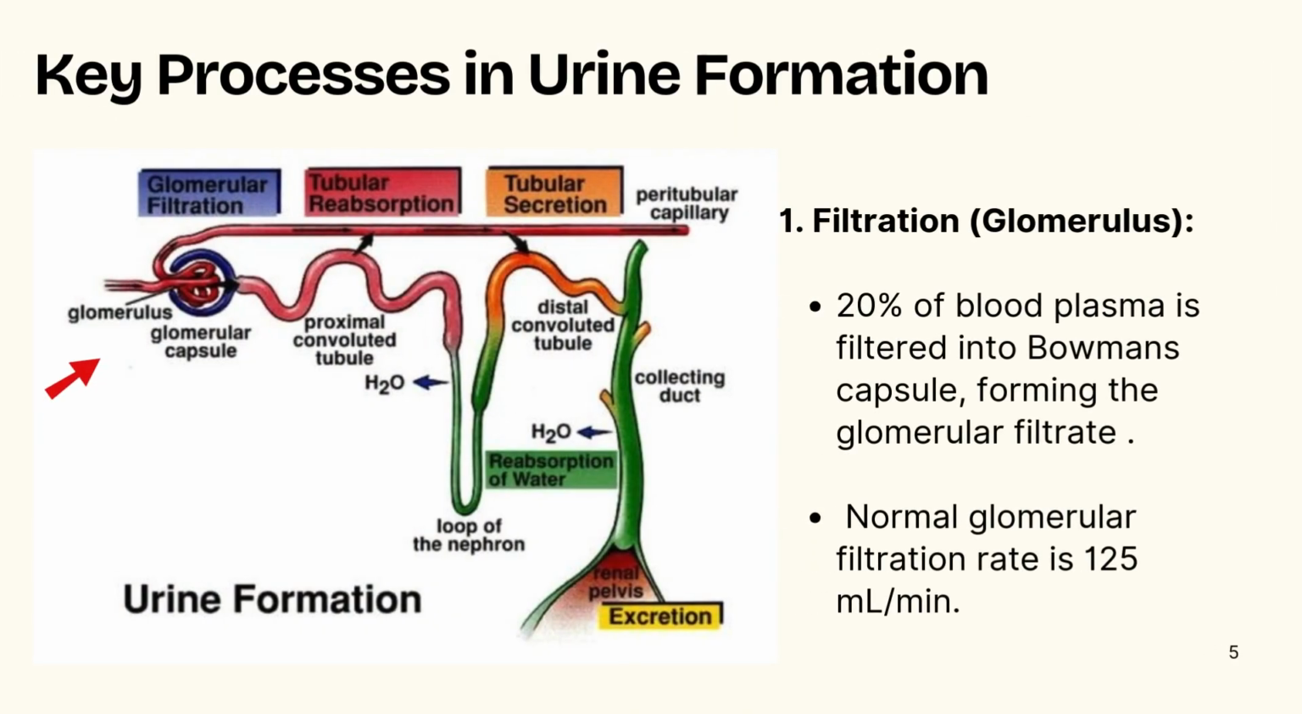Key processes in urine formation. 1. Filtration. Glomerulus: 20% of blood plasma is filtered into Bowman's capsule, forming the glomerular filtrate, excluding large proteins. Normal glomerular filtration rate is 125 milliliters per minute.